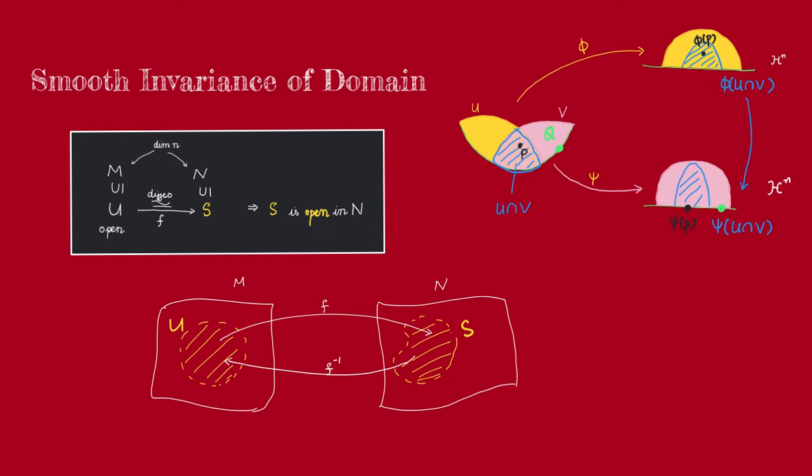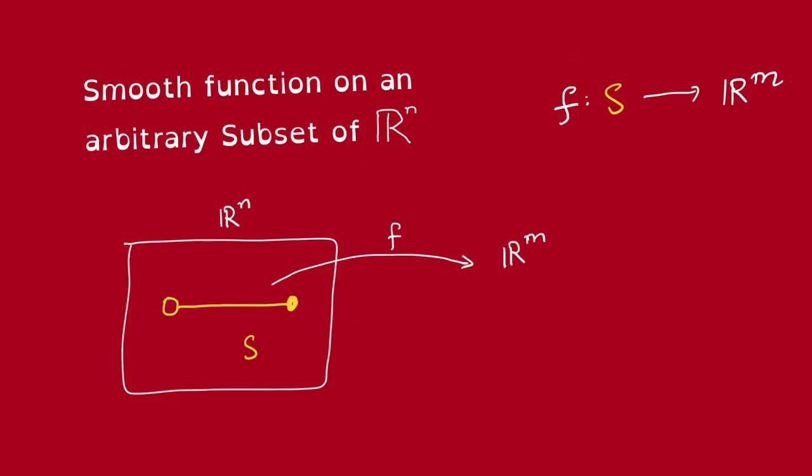Because in that definition, we require this transition function to be smooth, right? But these sets are not necessarily open subsets of Rⁿ, so what does it mean for a function to be smooth on it? So now let's define what it means for a function f on an arbitrary subset S of Rⁿ to be smooth. Well, we would like it to be a local condition, so we'll define what it means for f to be smooth at a point P in S.